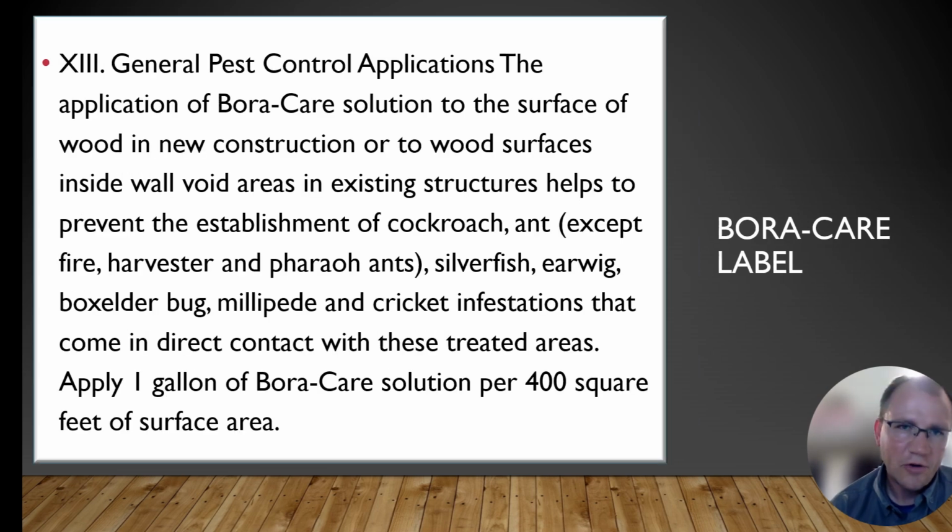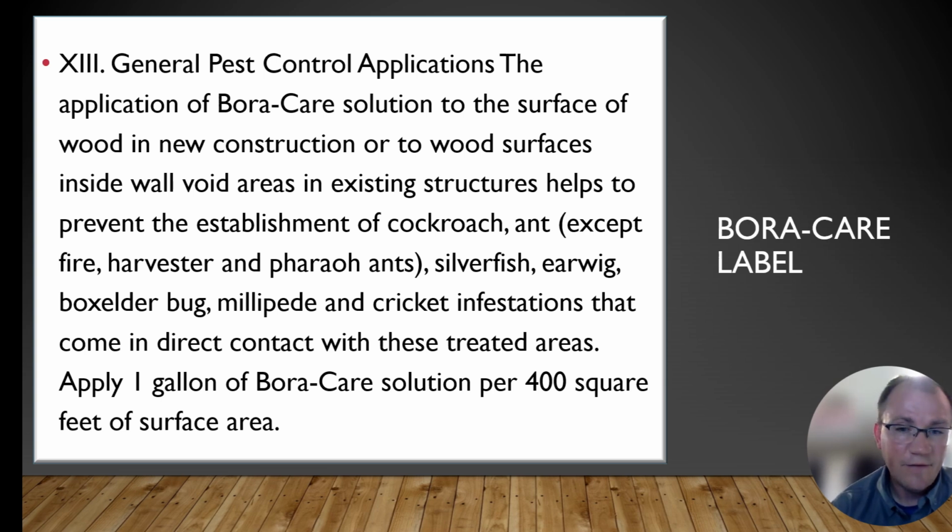As part of our training, we've obviously been talking about 3 things. We've been talking about termite control, pest control, and moisture control. So it's good to know that our product BoraCare we're talking about here also has some insects on the label. It has several different types of ants. Actually, the only ants it's not labeled for are fire, harvester, and pharaoh ants. So this can be very effective on ants.